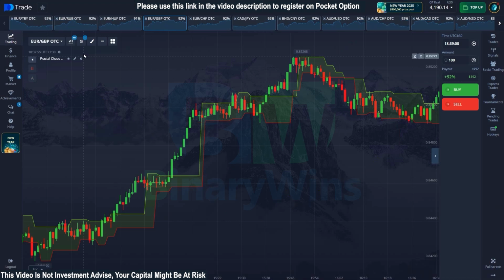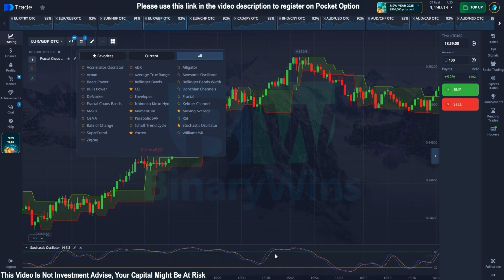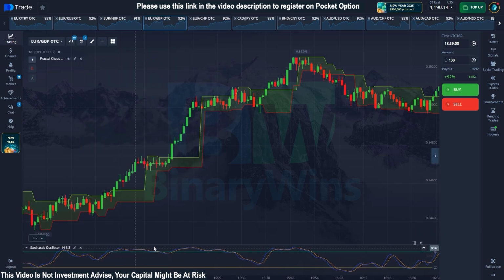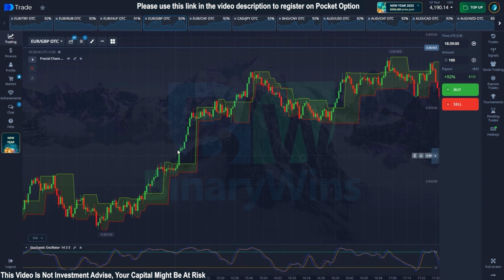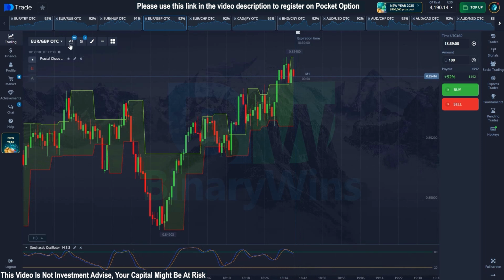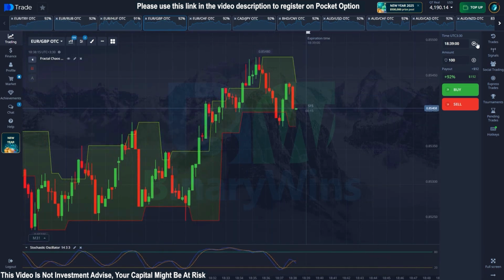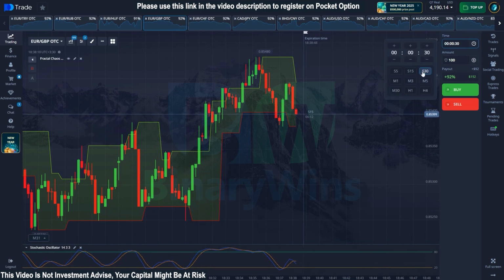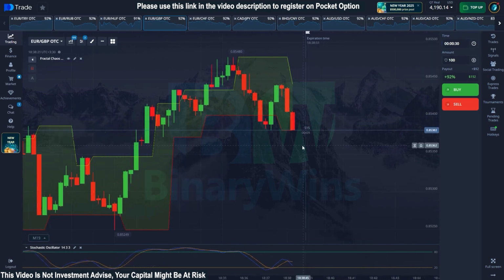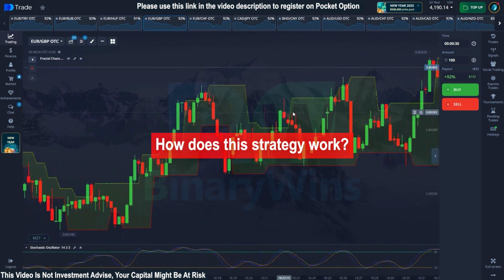But we need another indicator. The next indicator is the stochastic oscillator indicator, which we will put on the chart. The settings of both indicators are on the default settings and we do not need to change them. The time frame of the candles is set to 15 seconds and the trading time is fixed at 30 seconds. That is, every time we enter a trade, our position will be closed 30 seconds later. But how should we trade with this strategy?